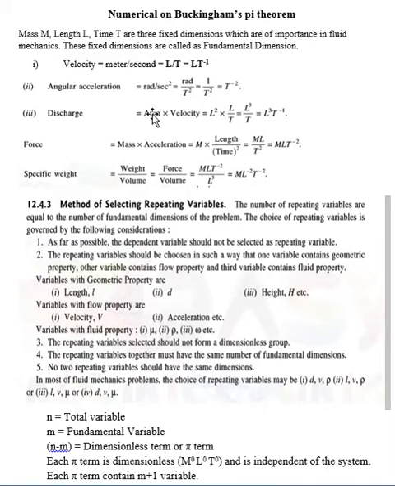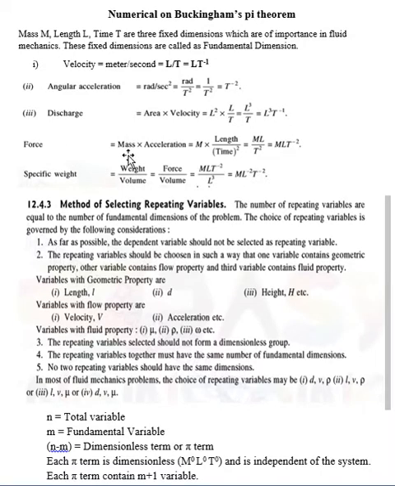Next one, discharge. Discharge is equal to area into velocity, and the unit of area is meter square, therefore we can write L square. The unit of velocity is meter per second, therefore it can be written as L by T. Therefore L square into L means L cube, and this is L cube by T. If this T is moved to the numerator, then T to the power minus 1. Therefore discharge is equal to L cube into T to the power minus 1.